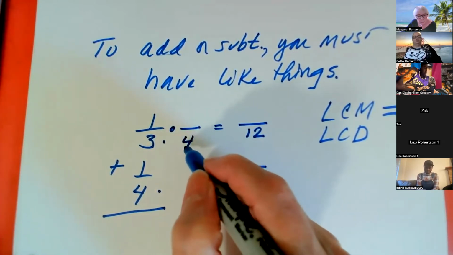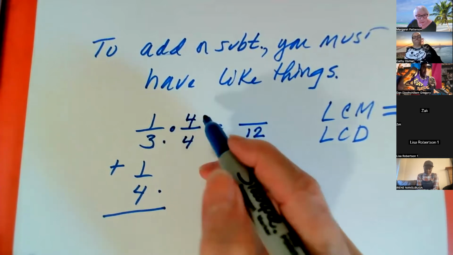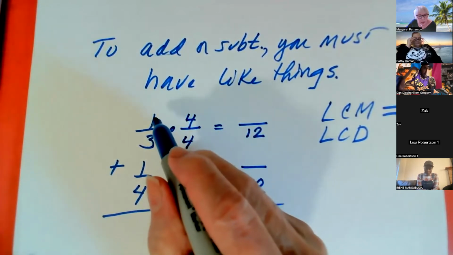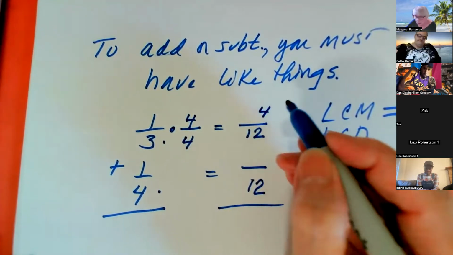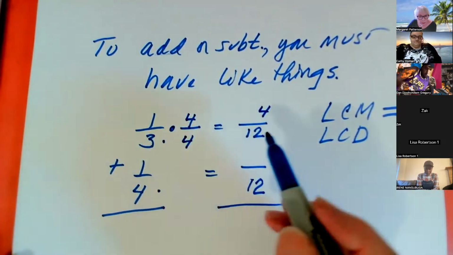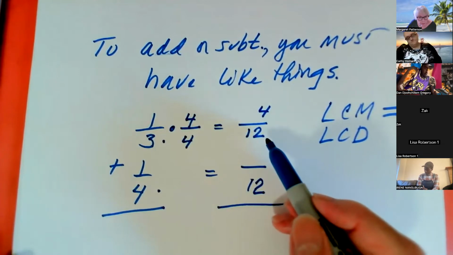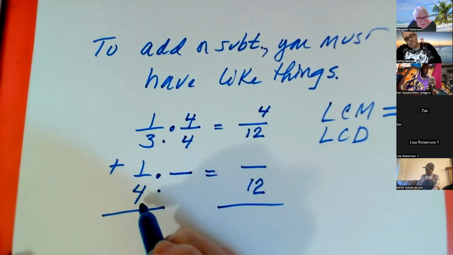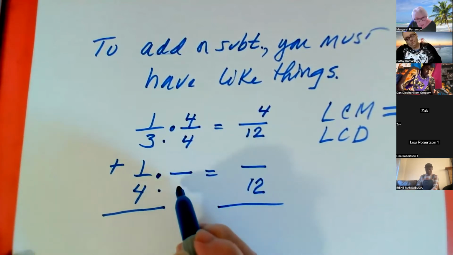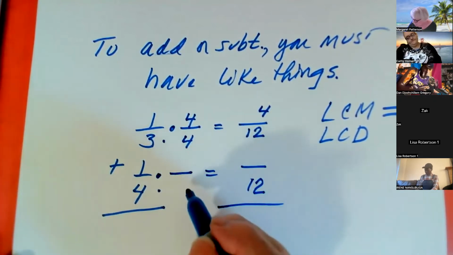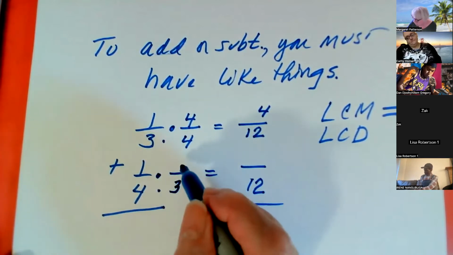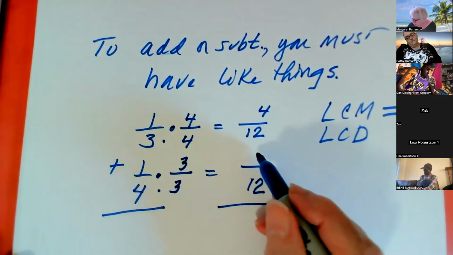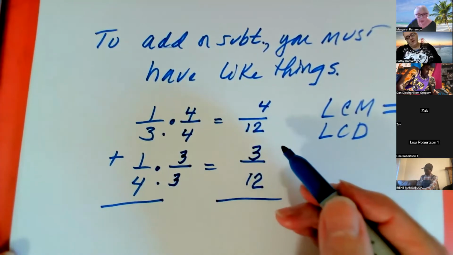And once you put a 4 here, you have to put a 4 here. So we're actually multiplying by 1. So now it's 1 times 4 is 4. So the bottom line is 1/3 is the same as 4/12. This one here, 1/4, 4 times what makes 12? 3, exactly. So 4 times 3 is 12, 1 times 3 is 3.